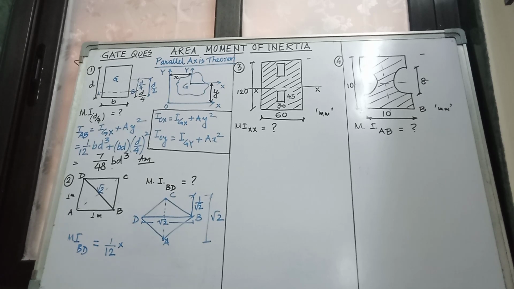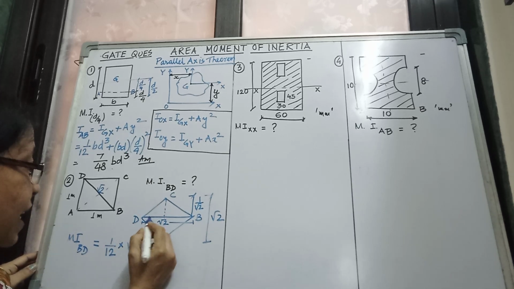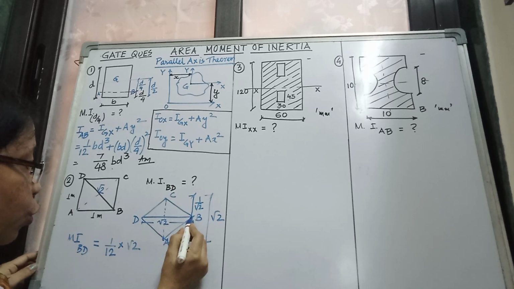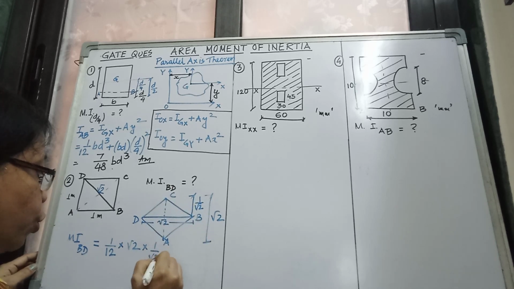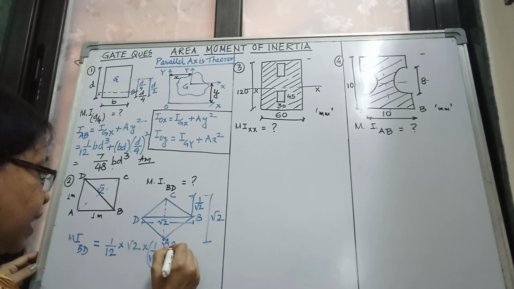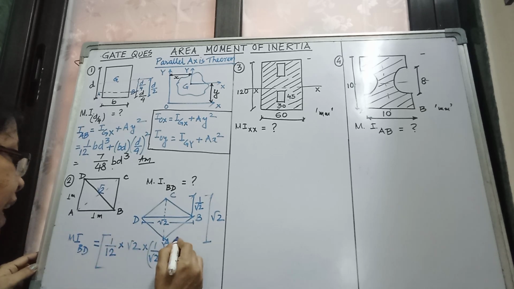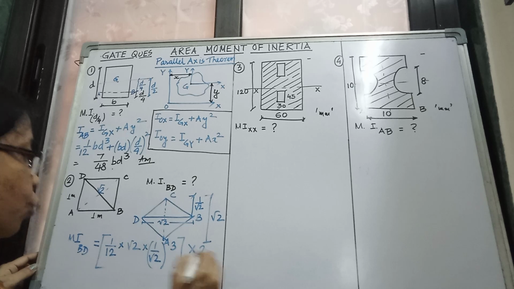What is the moment of inertia of a triangle about its base? This is 1/12 b h cubed. What is the base? The base of the triangle is root 2, times what is the height? The height is 1 by root 2, cubed, and there are two triangles, so multiplied by 2.